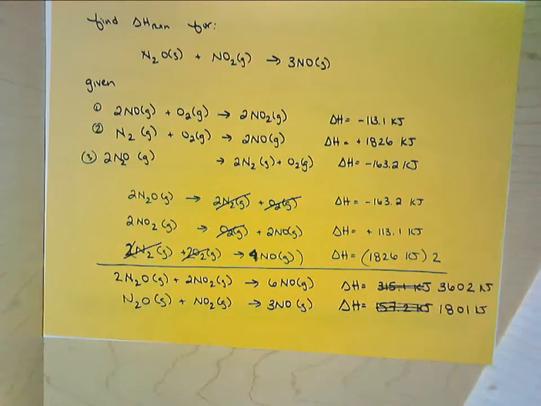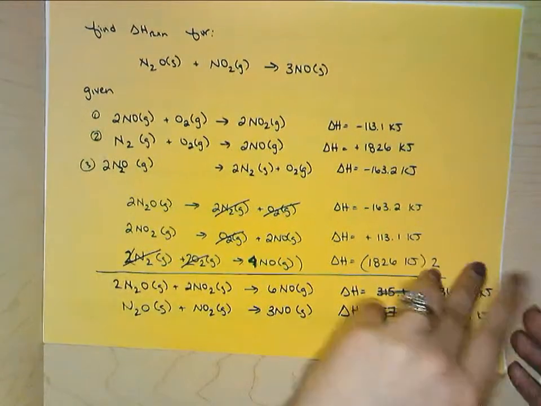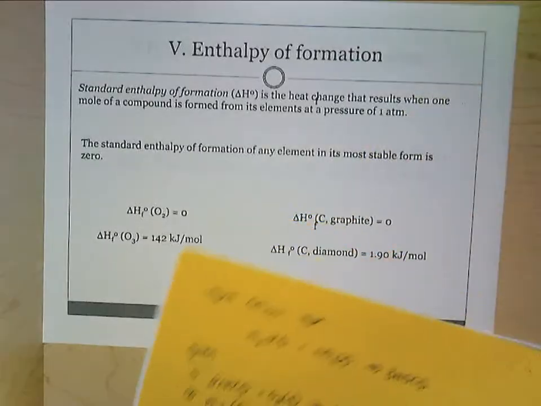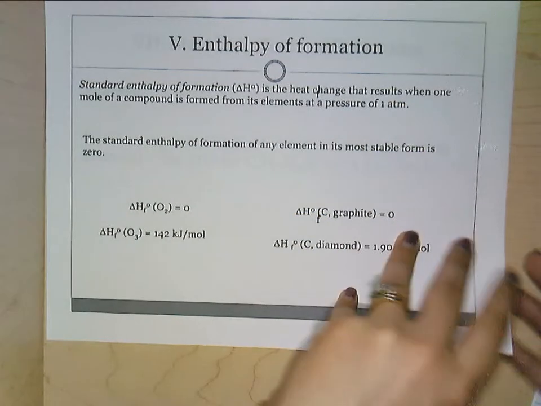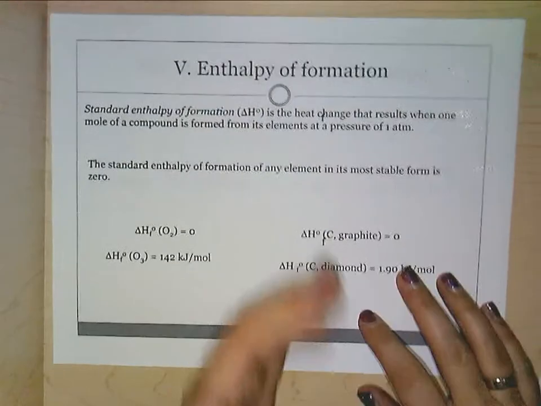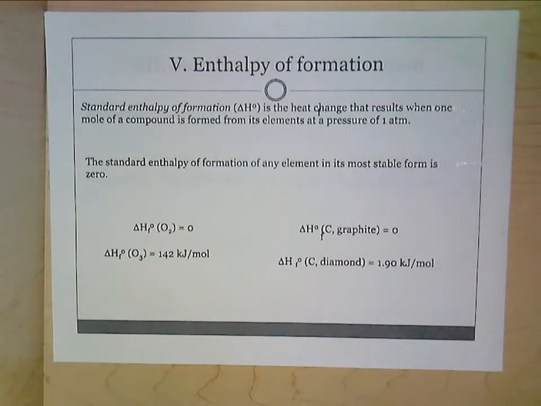Alright. In that case, let's do the last topic in chapter 6, which is enthalpies of formation, and using them with Hess's law. So, standard enthalpy of formation is the heat change that results when 1 mole of a compound is formed from its elements at a pressure of 1 atmosphere. That's a lot of definition, but you just need to know that delta H with the 0 is different than delta H reaction, or some of the other delta H's we're going to run into.